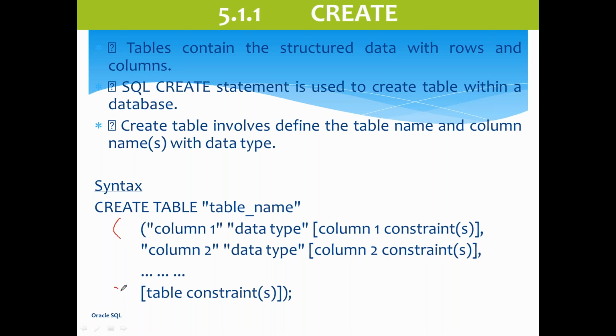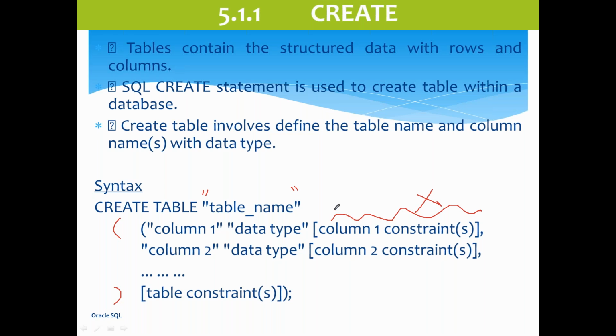Within the parentheses we only need to write column name data type, column name data type. You can ignore this other part; constraints are optional, not compulsory, and later on we'll add them also. The double quote we are giving is also optional. Without double quotes it will also work, so it is better not to give double quotes.